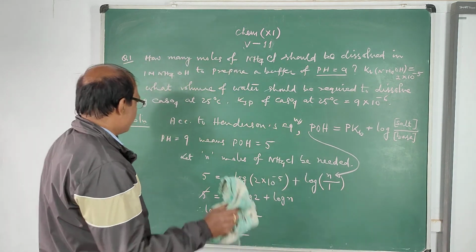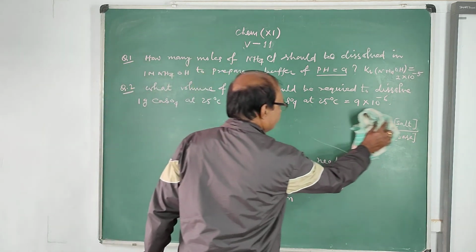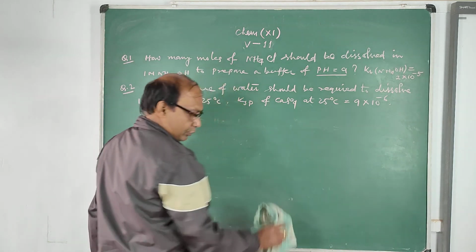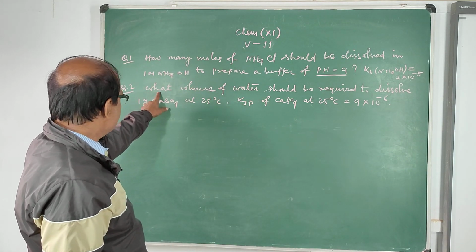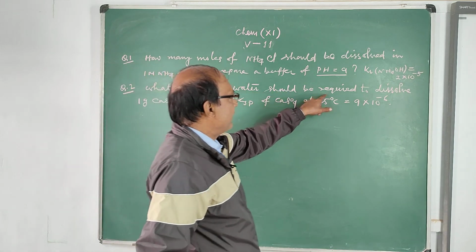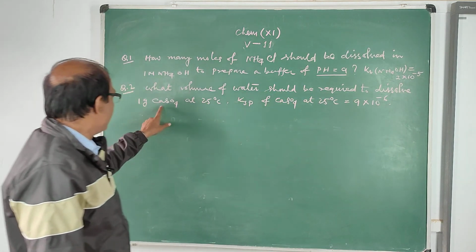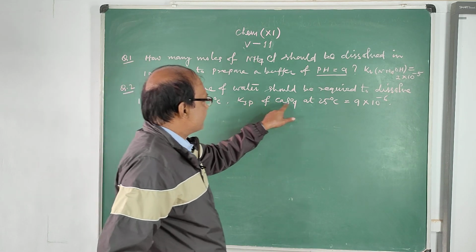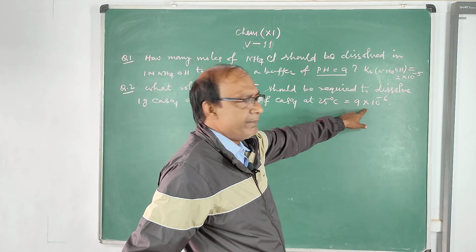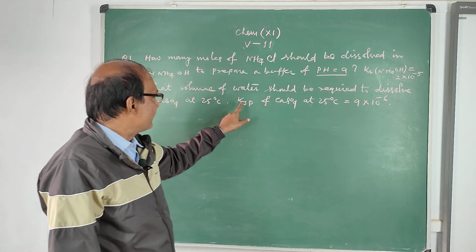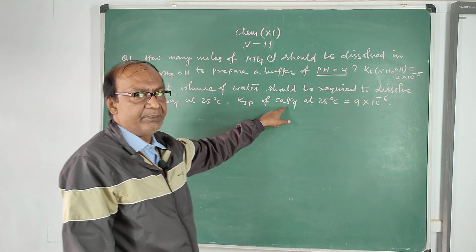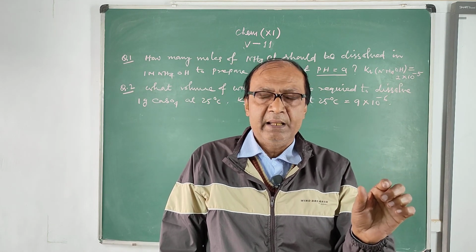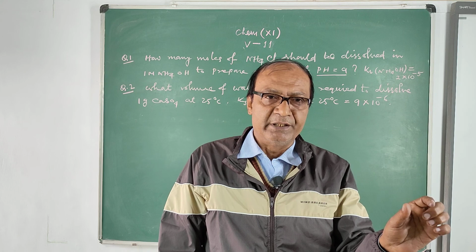Now come to question number 2. You see what the question is. What volume of water should be required to dissolve 1 gram of calcium sulfate at 25 degree centigrade? KSP of calcium sulfate at 25 degree centigrade is given. This is the value of KSP. From the value of KSP, it is clear that calcium sulfate is a sparingly soluble salt, with very low solubility, almost insoluble in water.